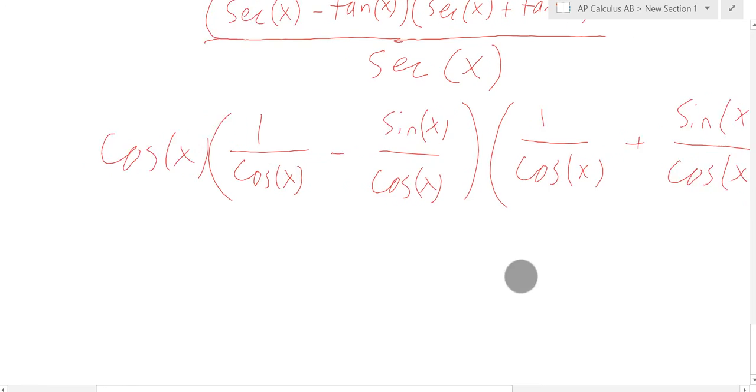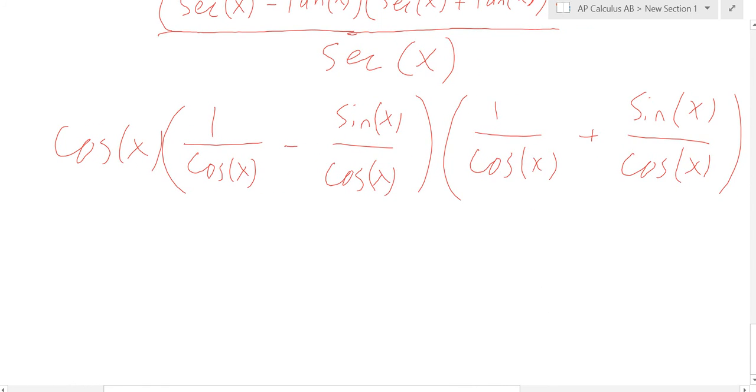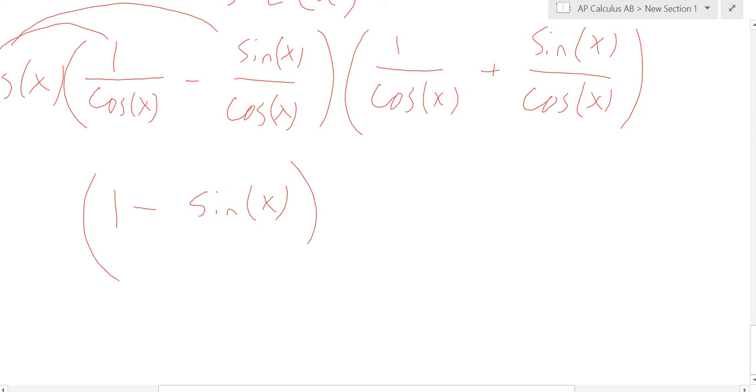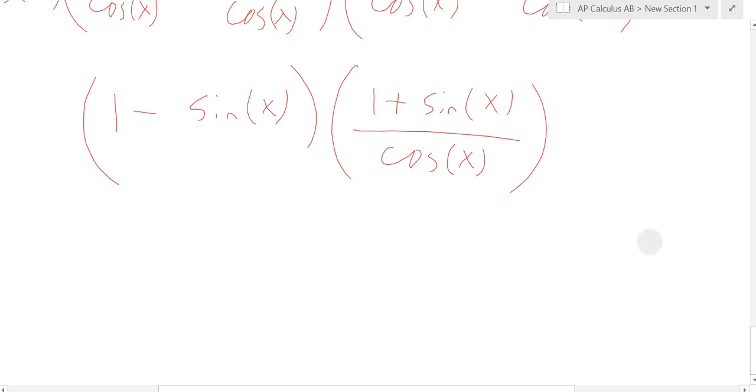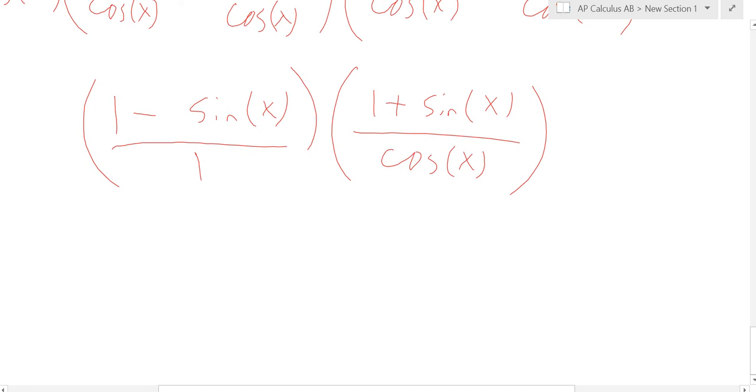So anyway, now we can distribute the cosine if we wanted to. We've got all this to multiply out, but if I distribute this cosine, we get, in this case, 1 minus sine of x, in parentheses, and that's being multiplied by, these have a common denominator here, so that's 1 plus sine of x over cosine of x. How are we doing? Oh, this is really over 1. Again, this is way more work, but this is still working out.